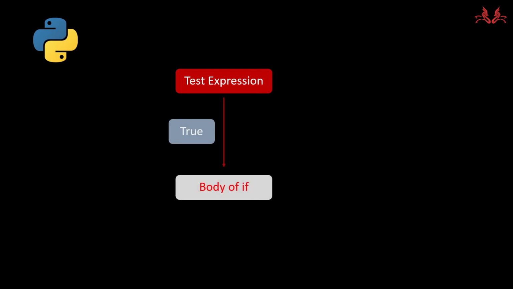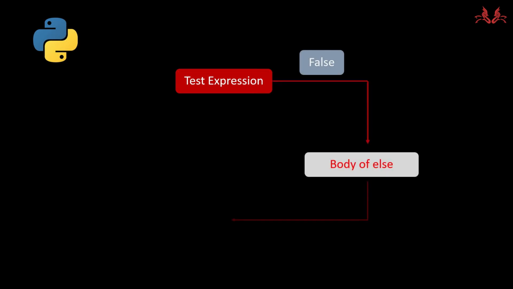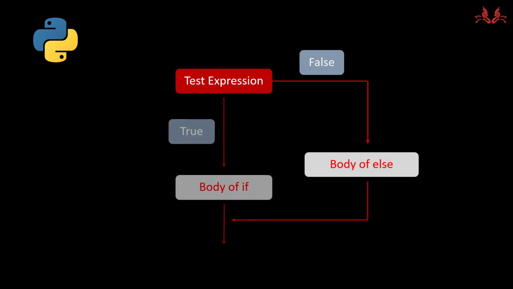Well, let's see the flow control of if-else. At first, the program will evaluate the test expression. If the test expression is true, it will go on to the body of the if statements. Or if the test expression is false, it will go on to the body of the else statements. Alright, this is the flow control of if-else.